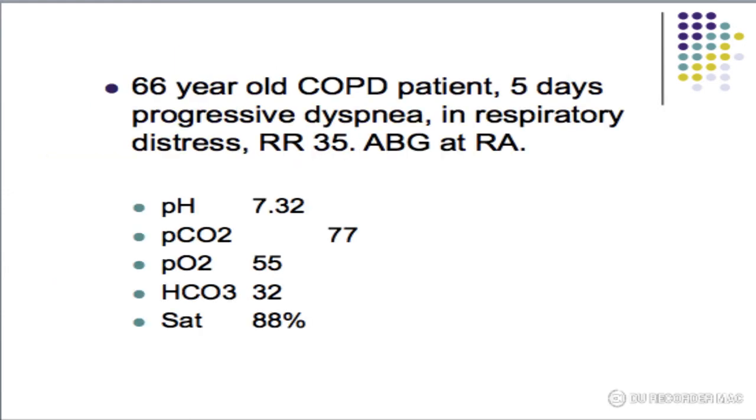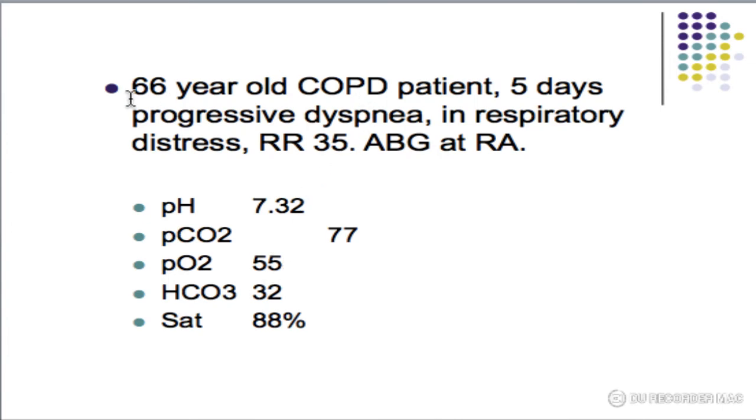So, a 66 years old chronic obstructive pulmonary disease patient, 5 days progressive dyspnea, painful breathing and respiratory distress with RR of 35 and ABG at room air. So, RA stands for room air. The pH is 7.32, PCO2 of 77, PO2 of 55. So, let's focus on the oxygen.